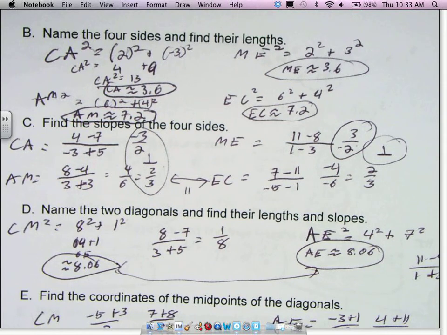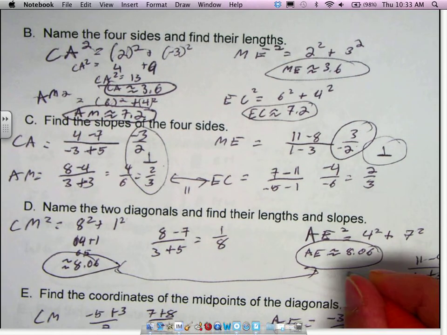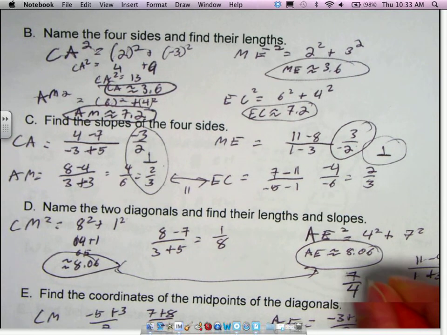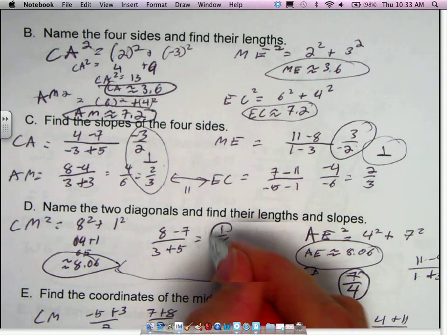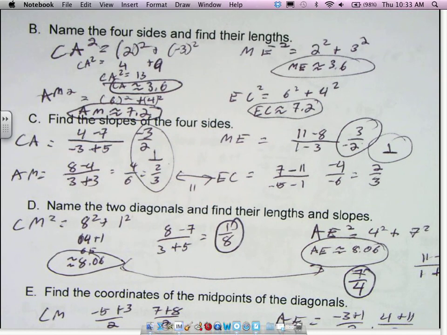Okay. So rectangles, diagonals should be congruent. So I'm looking at D. C to M is 8.06, and A to E is also 8.06. Since it is a rectangle, the diagonals should not be perpendicular. I'm not going to move the paper, relax. The slopes for AE is 7/4, and the slope for CM is 1/8.